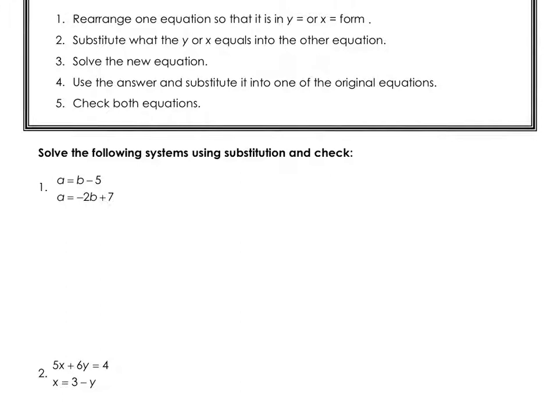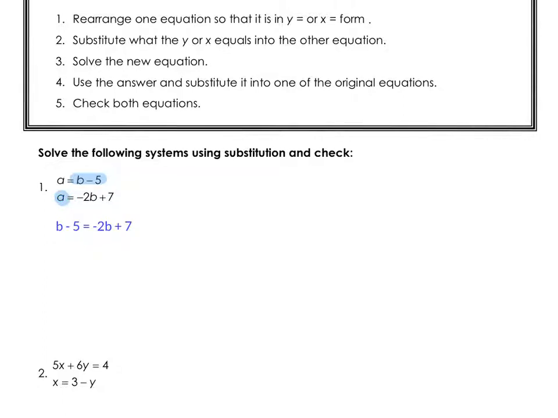So our first step was to rearrange so that one variable was by itself. Well, if we look here, I already have my first one as a equals, so I don't have to do any work there. It's already done. So if this is what a equals, I can take it and plug it in place of my a and then solve from there. So I'm going to rewrite this as b minus 5 equals negative 2b plus 7. So I just took what a equals and I substituted it in place of a.